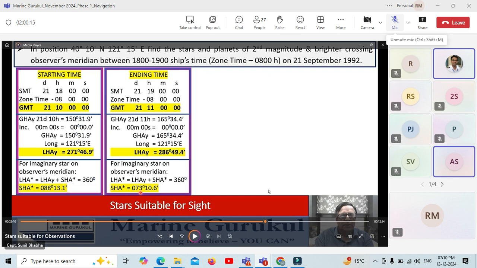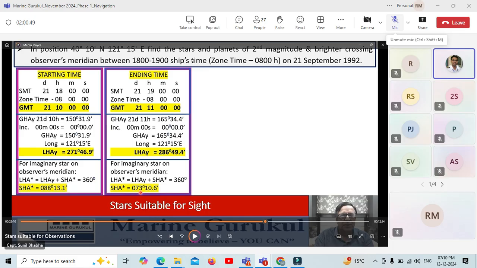Okay, beta. LIT is applied to local mean time, LMT, to convert it into GMT. Now what they have given here is ship's time. So ship's time and GMT difference will not be LIT, it will be the zone which you are keeping on the ship. Okay, sir. So if in the same question they had told 1800 to 1900 LMT, they will not give the zone time, then we will use the LIT. Okay, sir. Thank you. Understood.